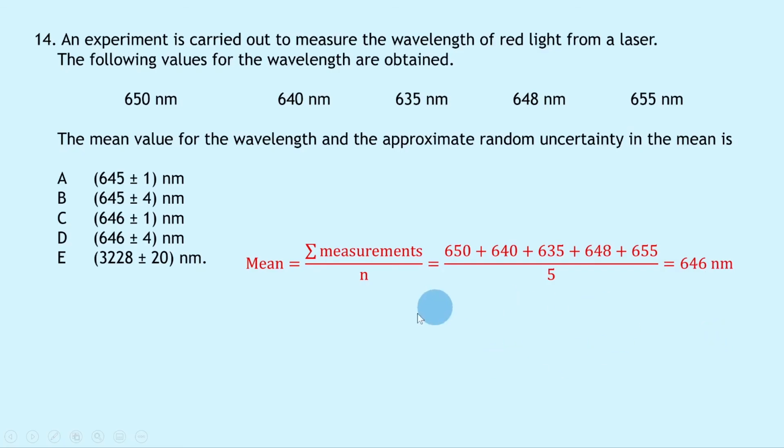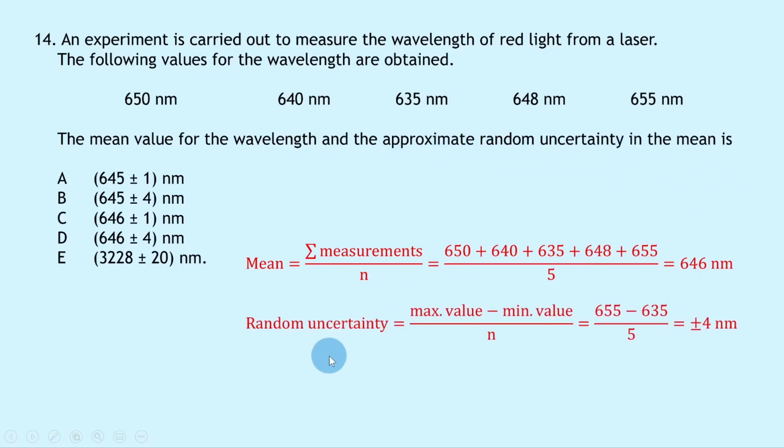And we've therefore narrowed our options down to C or D because those both have wavelengths of 646 nanometers. But we now need to find what the approximate random uncertainty in the mean is. So in this case, it's going to be either plus or minus 1 or plus or minus 4 nanometers. So to find the approximate random uncertainty in the mean, let's use the equation from the relationship sheet. Random uncertainty equals the maximum value minus the minimum value divided by the number of measurements.